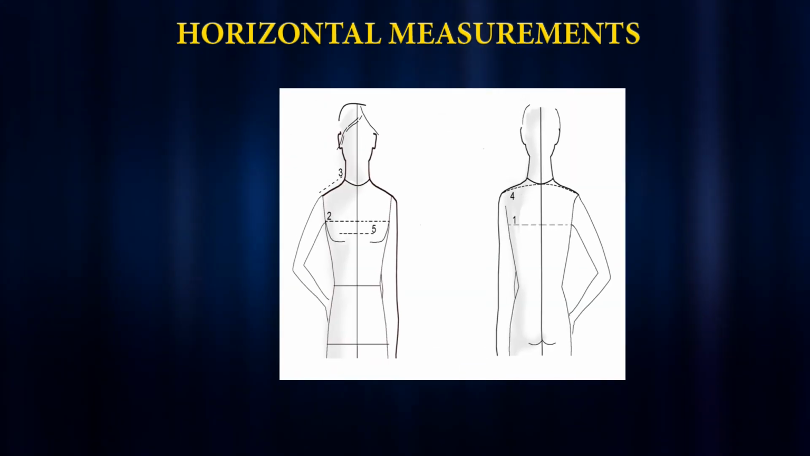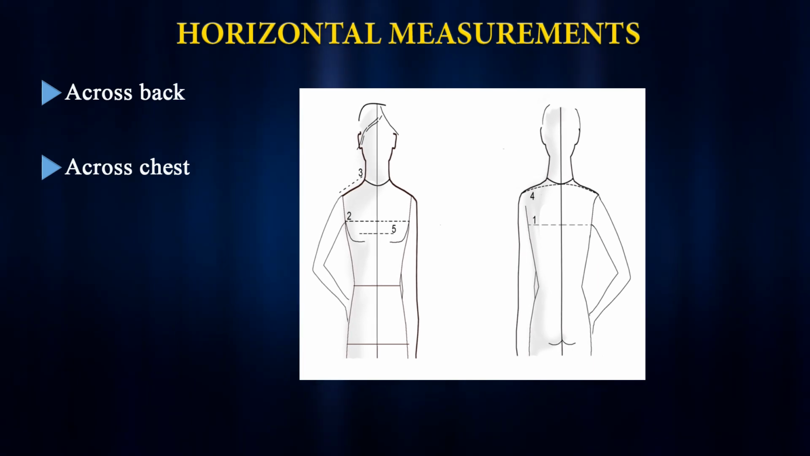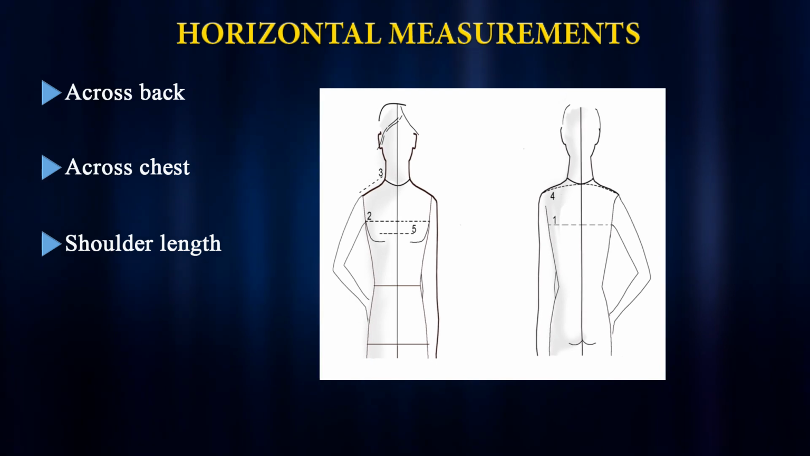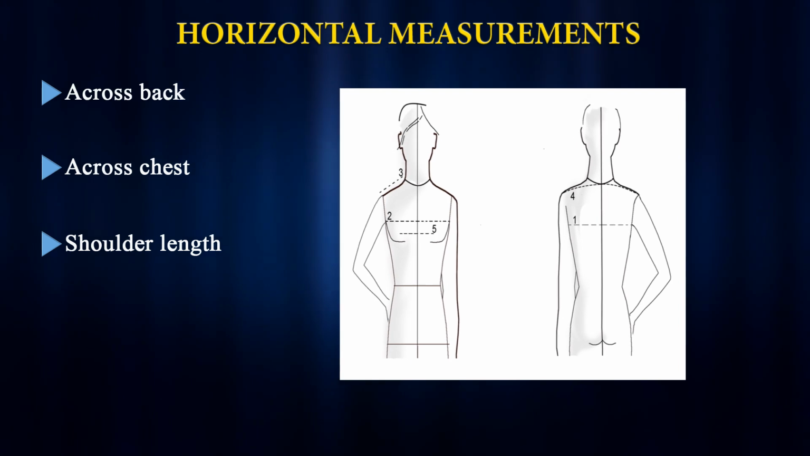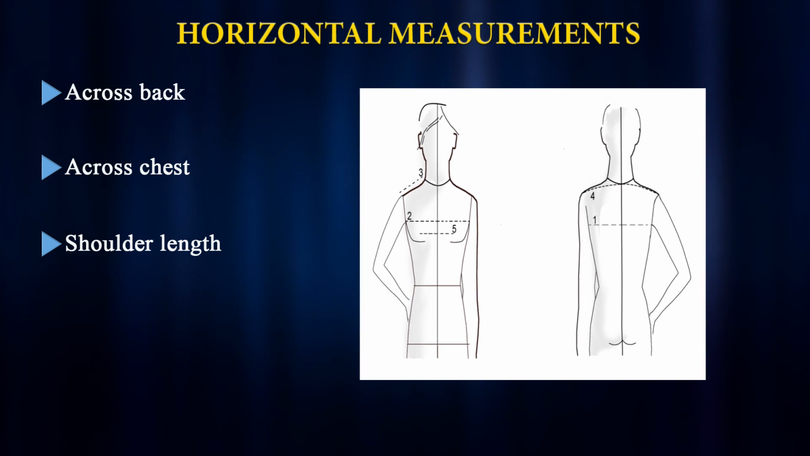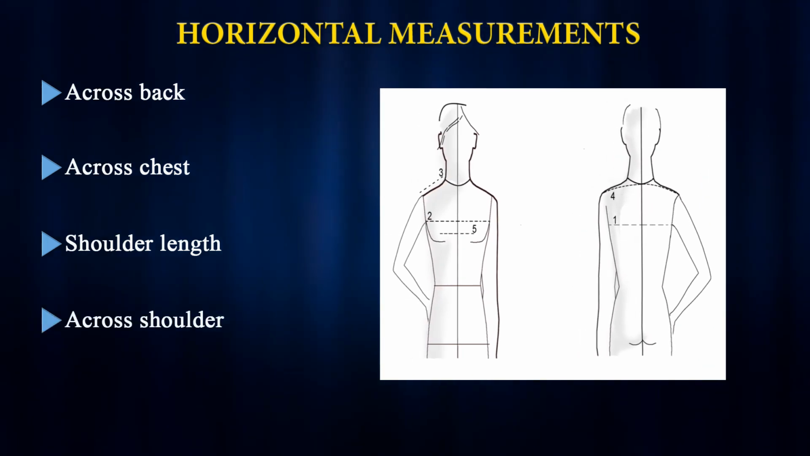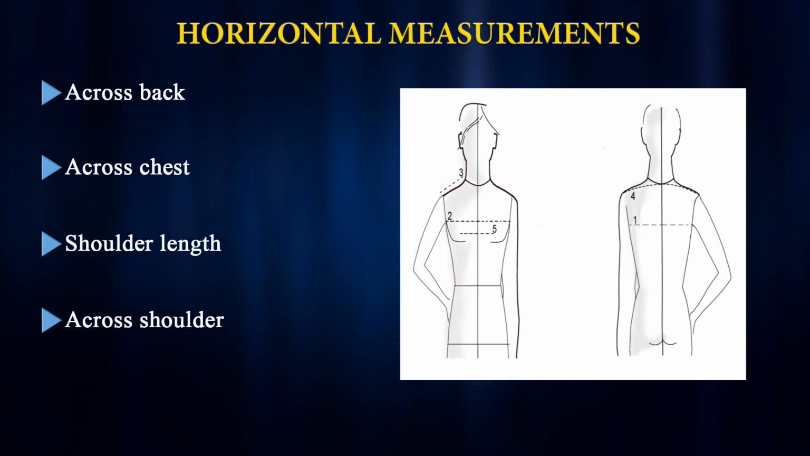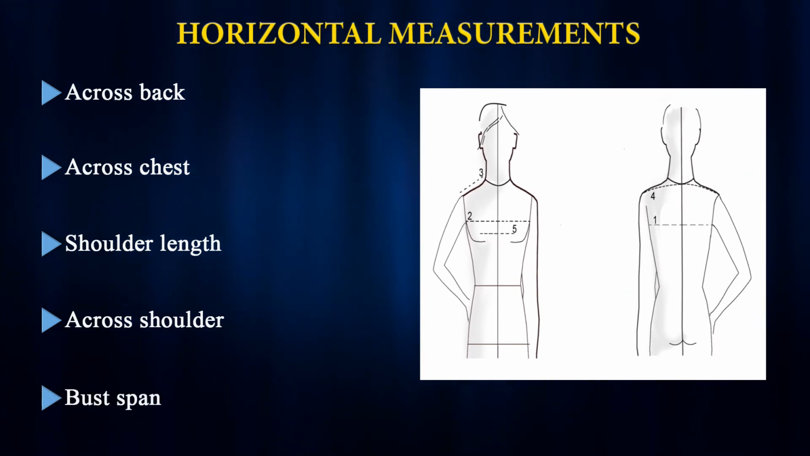Then in the horizontal measurement, we take the across back measurement, across chest measurement, and shoulder length. What is the length of the shoulder? In the first picture you can see we take the half length from the end point of the neck to the shoulder point. This is the shoulder length we take to create a shirt or kurta. Then we take the across shoulder length, from one point of the shoulder to another point of the shoulder. This is all taken, and the bust span is taken under the horizontal measurement.